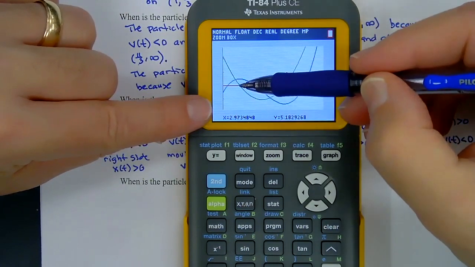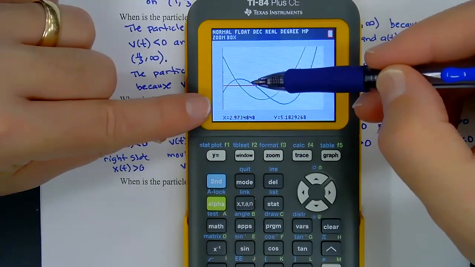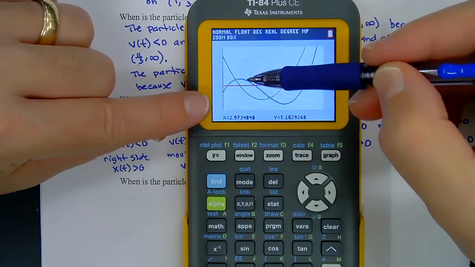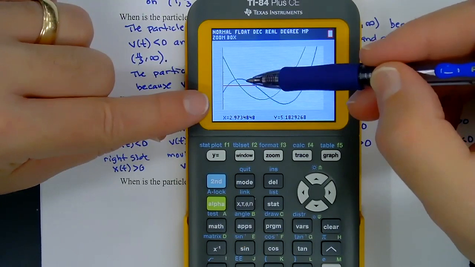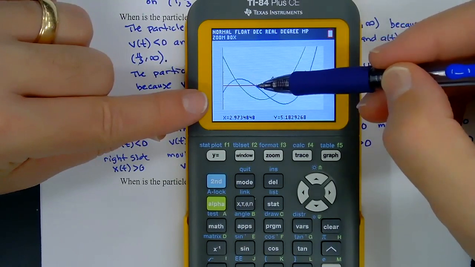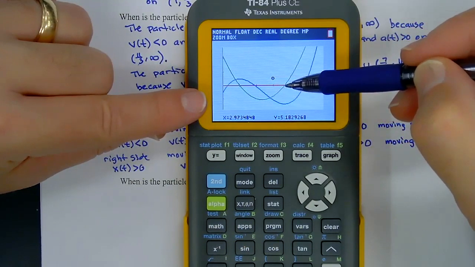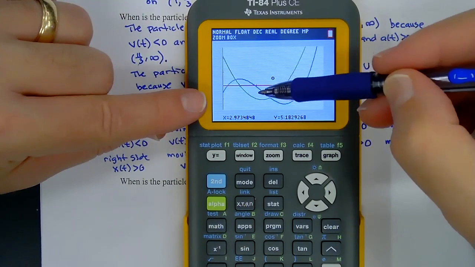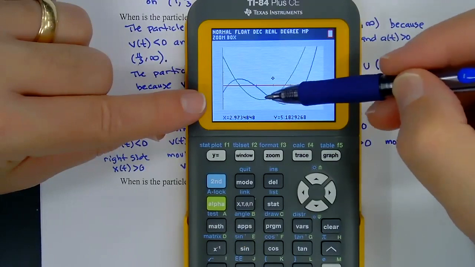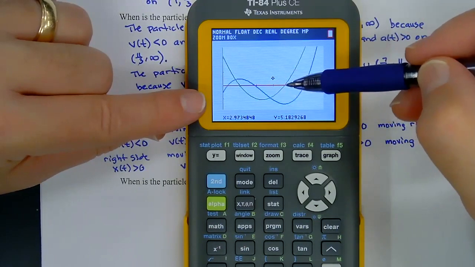And then from this time period to this time period, I now see that my position is positive, so I'm on the right side, but now my velocity is negative. So position positive, velocity negative, so I'm on the right-hand side, but I'm moving left. That means I'm moving towards the origin on this interval. And then from this interval to this one, both the position and the velocity are negative. So I'm on the left side of the origin, and I'm moving left. So I'm moving away from the origin in this interval.